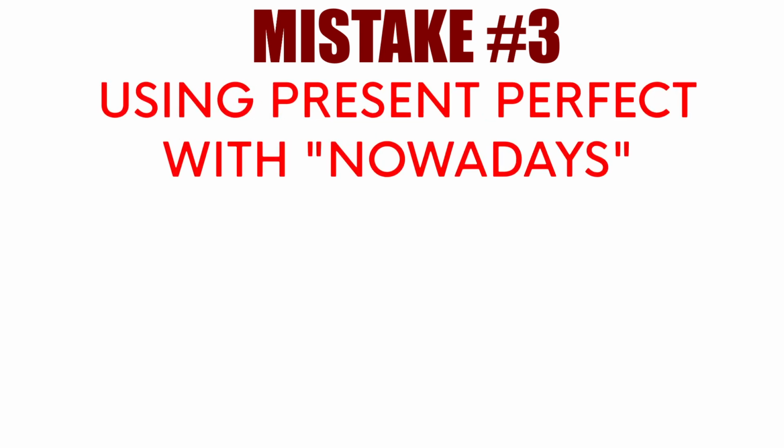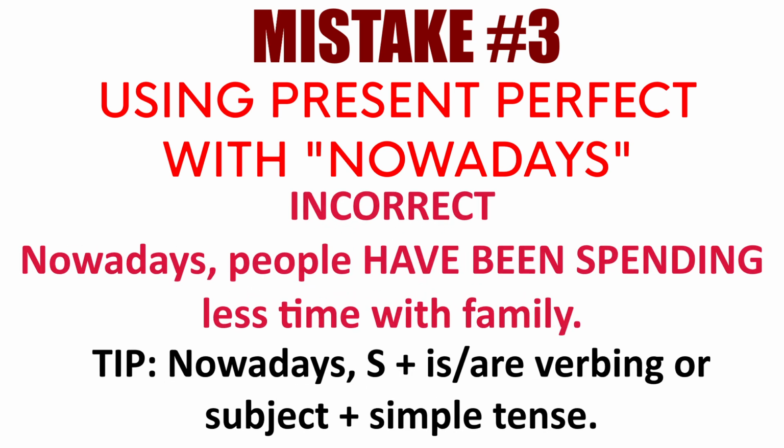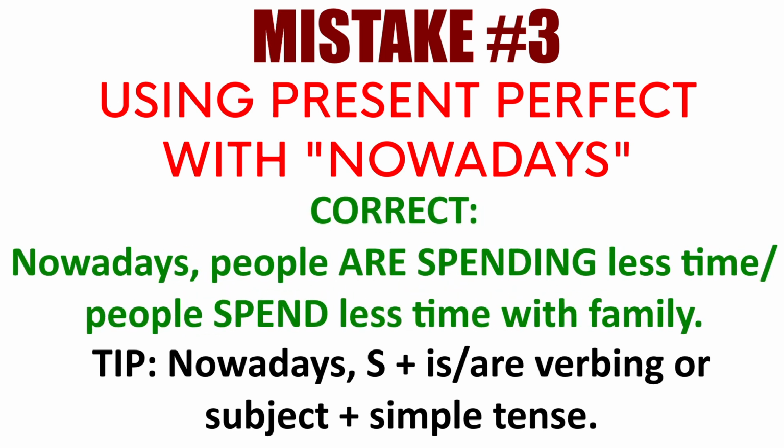Number 3, using present perfect with nowadays. I often see this mistake in IELTS writing. Nowadays, people have been spending less time with family. Here's a tip. When you use nowadays, you are talking about now. You are not talking about the past until now. So it is better to use present continuous or simple tense. Better, nowadays people are spending less time with their family.